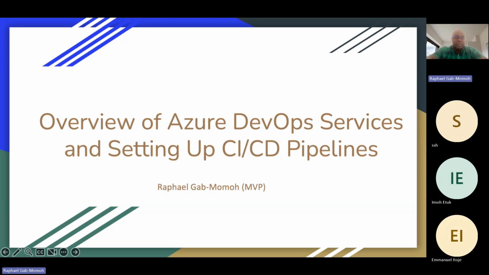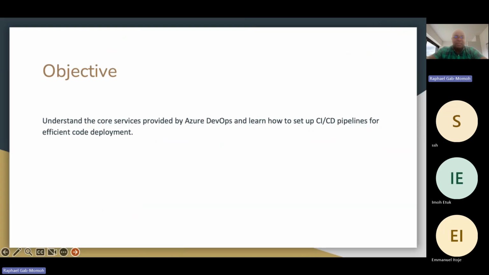So I'm going to go on with the class. The objective today is not to bore you, but to make you understand the core services provided by Azure DevOps and understand how to set up a CI/CD pipeline. Now, I want to take it from when I started. I'm going to show you the things that were my blockers then. I've highlighted them here so they do not become a blocker to you.